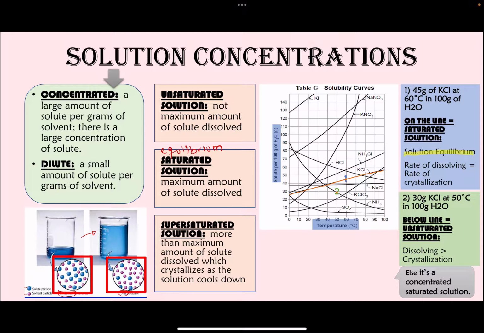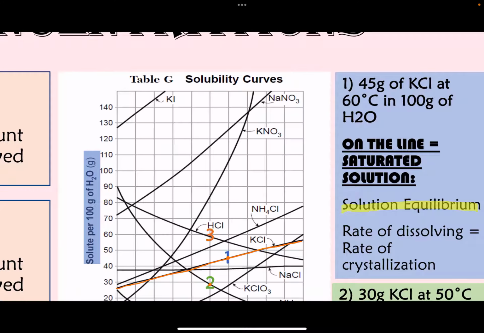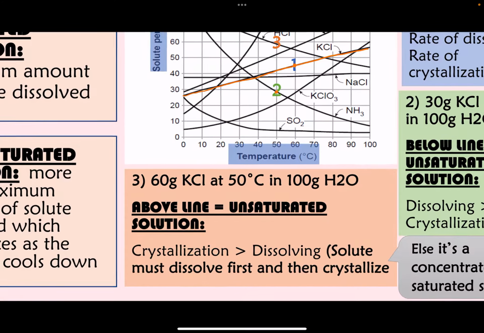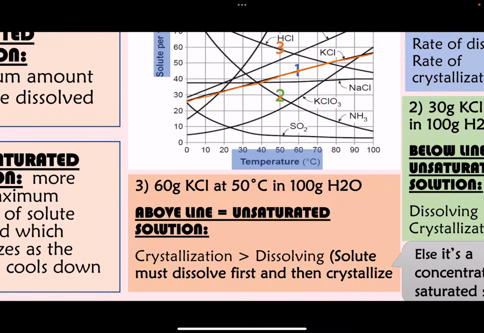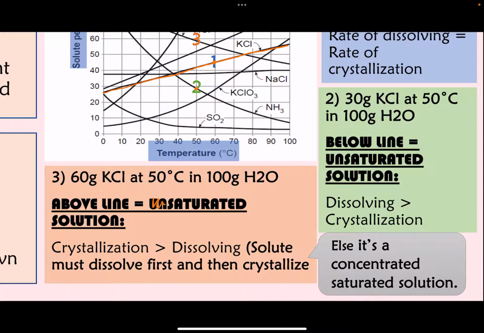And then if you look at the third point, right now let's say we have 60 grams of potassium chloride at 50 degrees Celsius in 100 grams of water. So now this point is above the line for KCl. So that means we are looking at a supersaturated solution. My apologies, this one should say supersaturated. So we are now looking at a supersaturated solution. So this is where there's more crystallization happening compared to dissolving.